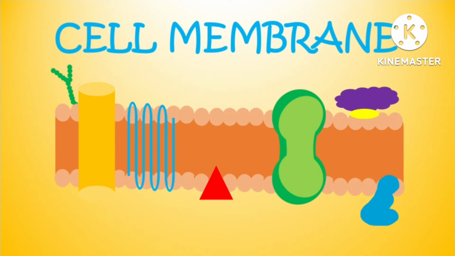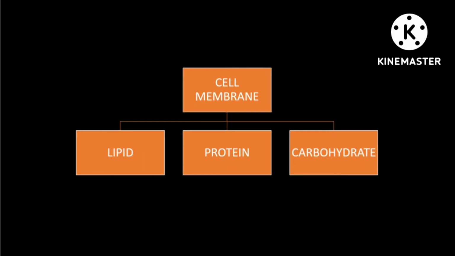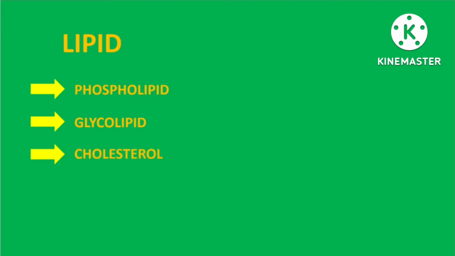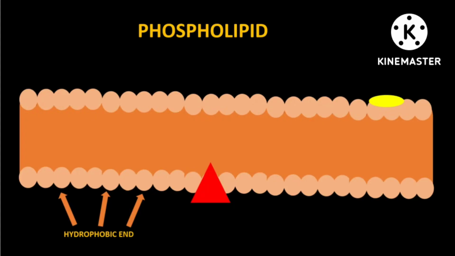The cell membrane of human cells consists of lipid, protein and carbohydrate. Let's discuss lipids. Primarily three types of lipids are seen: phospholipid, glycolipid and cholesterol. Let's start with phospholipid. Phospholipid is the most abundant lipid in the cell membrane.